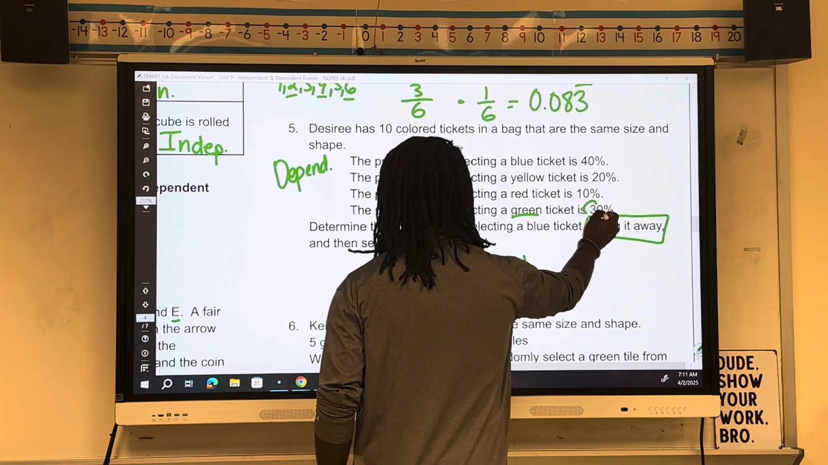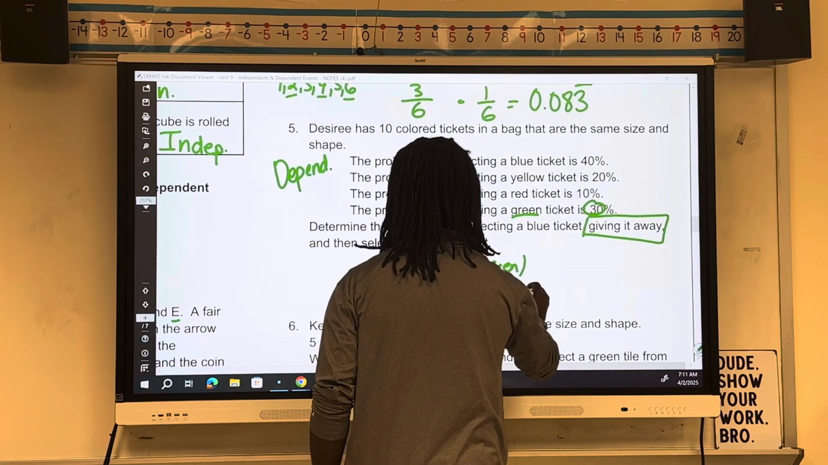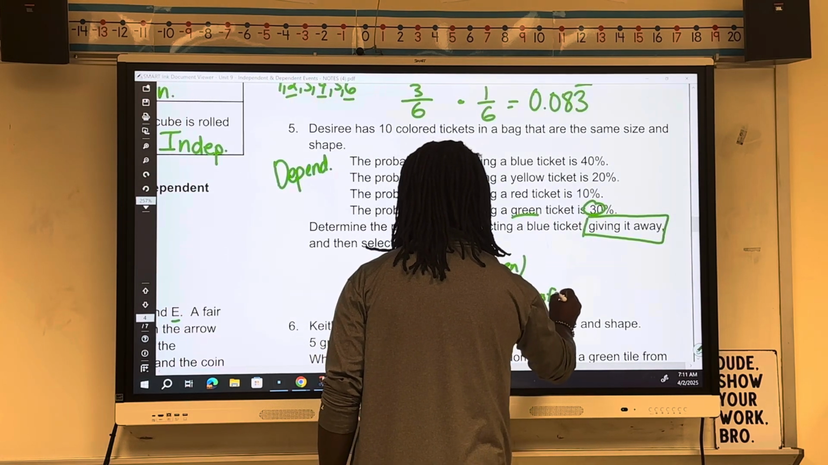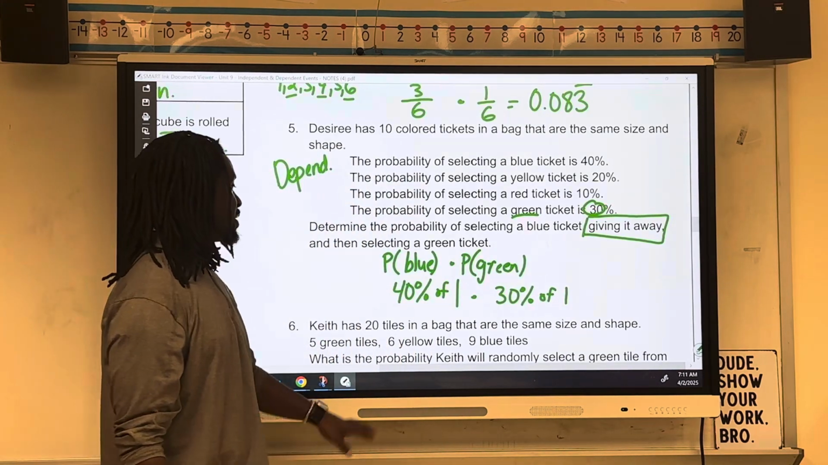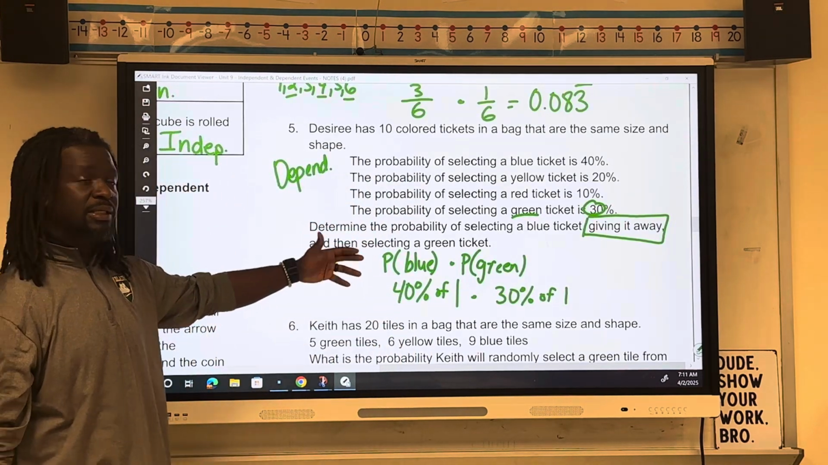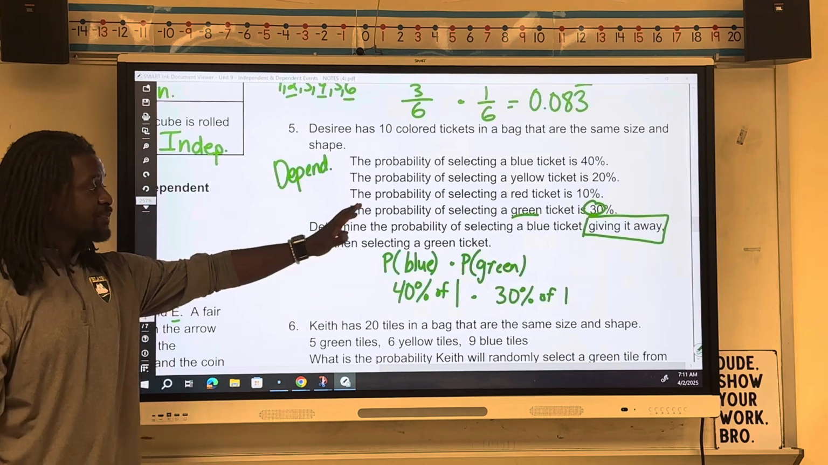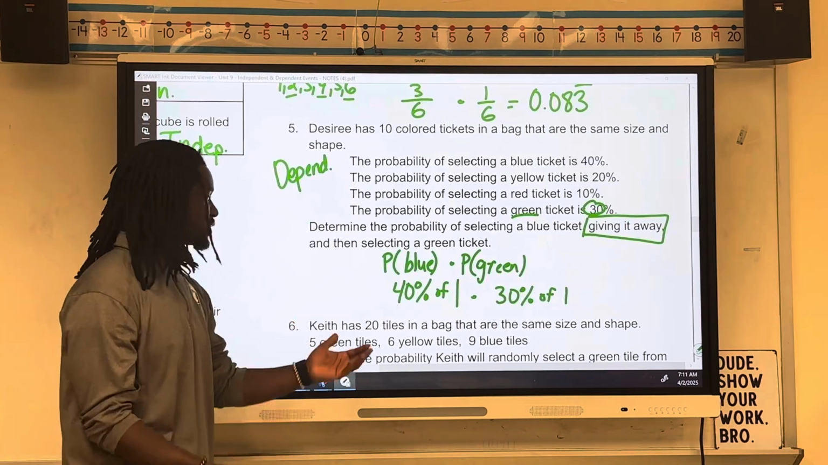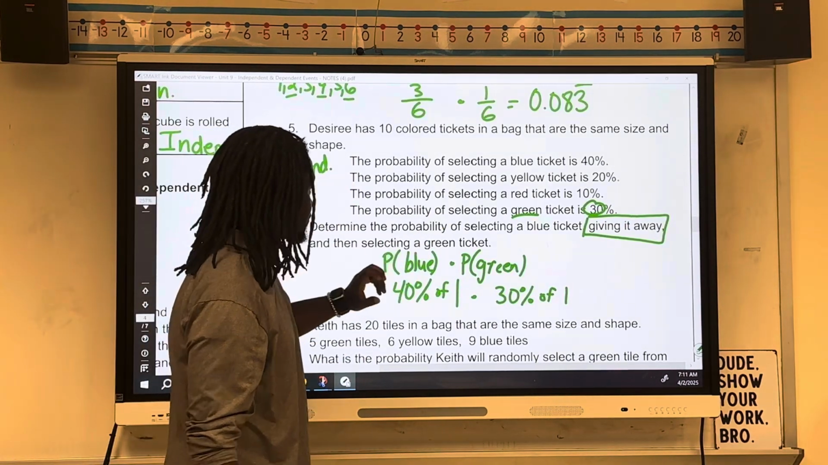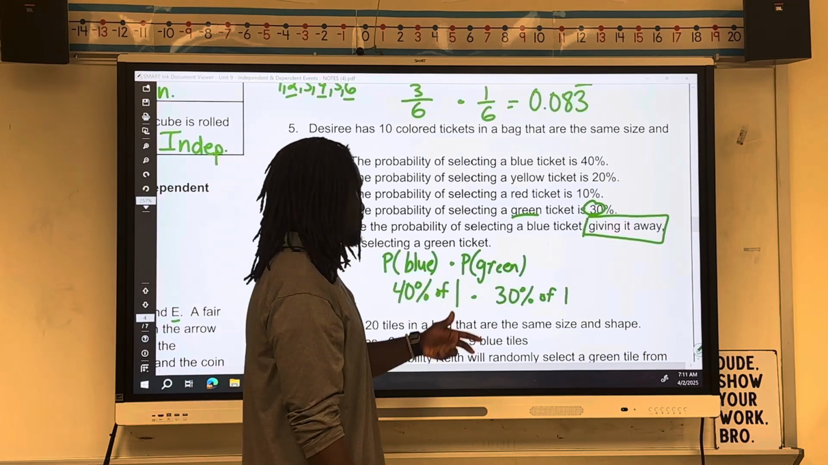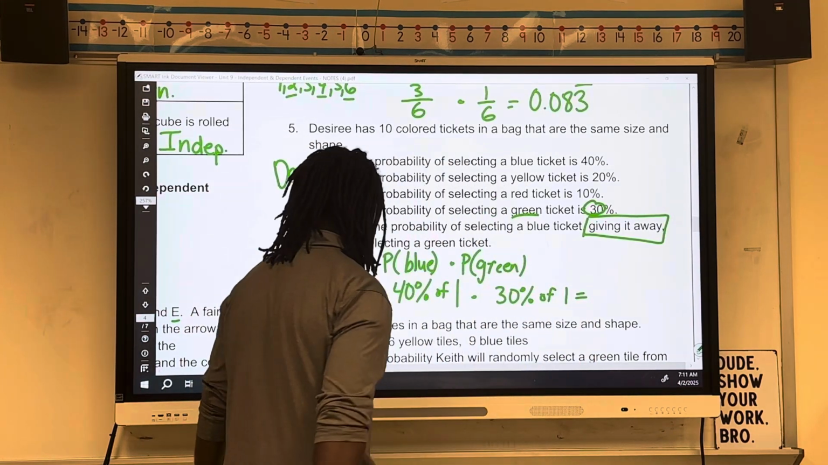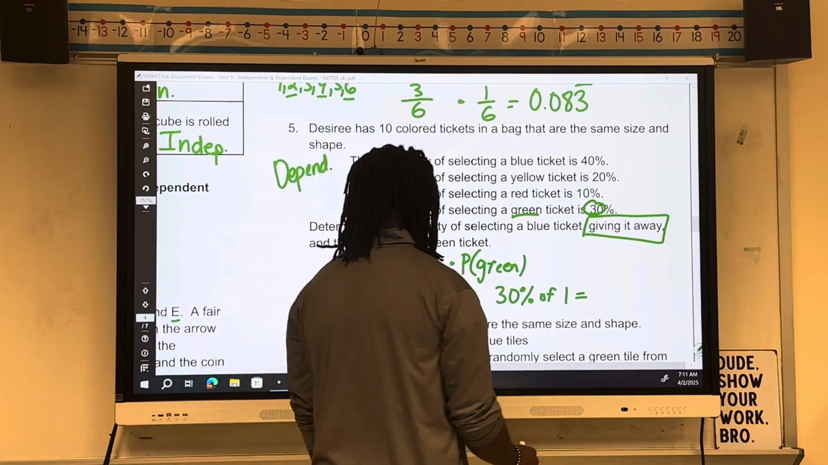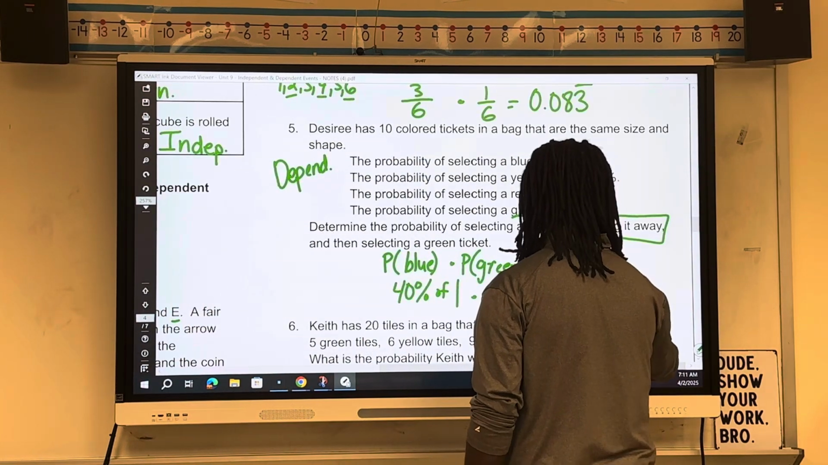Okay? Times the probability of getting a green. The probability of getting a green is 30%. And again, it is going to ask you of, you need to put of 1. So this time, this was a little different because it gives us the probability as a percent, but still, we're just finding the probability of blue, which is 40% already given to us. Find the probability of green, 30, which is already given to us, and we just multiply those. All right, and that is going to give us 0.12.